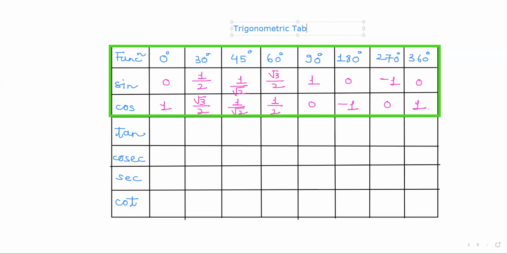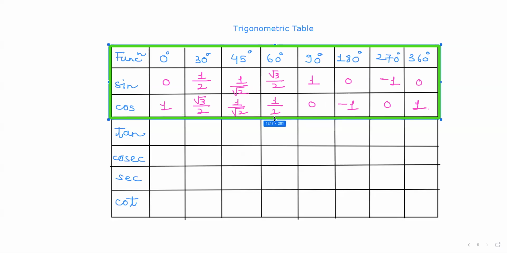This table is called the trigonometric table. Please write it quickly. And then the homework for you is, I'm sharing my number with you. You can send me the homework.